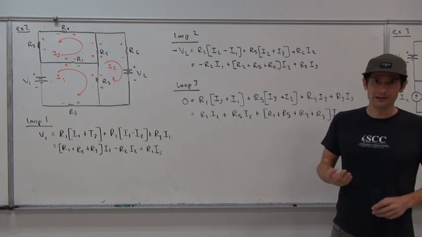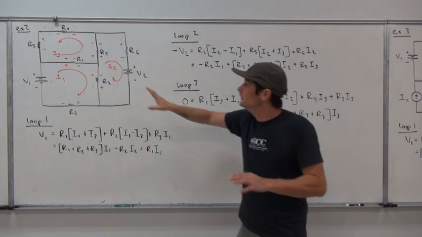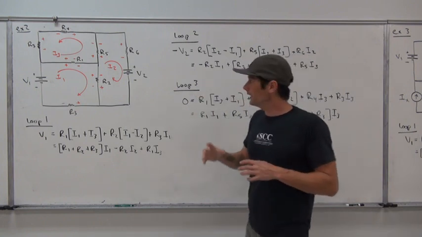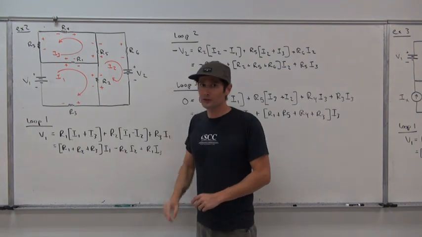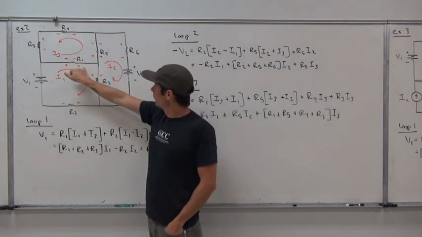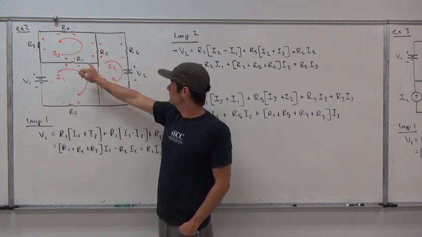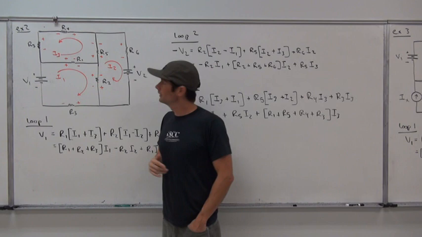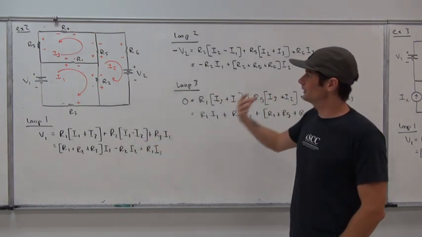But once we get the values for I1, I2, and I3, then we would be able to find the true current that's going through R2, that would be I1 minus I2, or the true current for R1, which would be I1 plus I3, or our R5, which would be I3 plus I2. Brilliant. And then we could easily find the voltages of each once we know the true current.